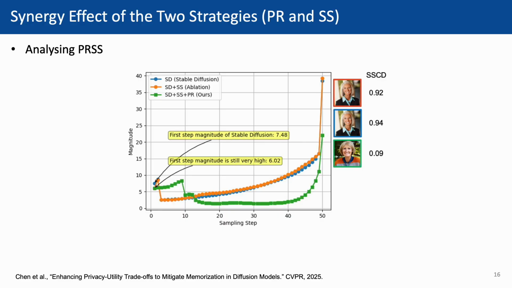By using the original prompt as a new anchor point, PR effectively steers the generation away from memorized content, achieving strong mitigation despite SS falling slightly short on its own. This example highlights how these two strategies complement each other, making the overall approach more robust and effective.